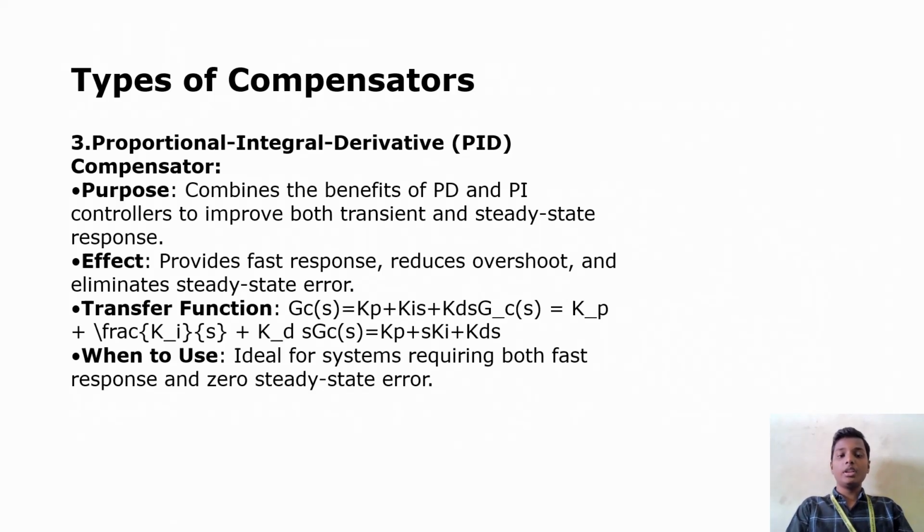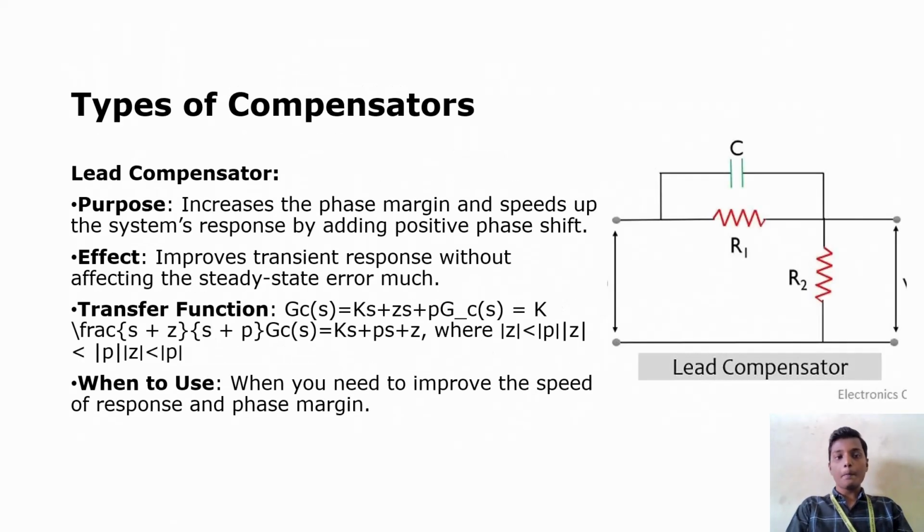Transfer function: Gc(s) = Kp + Ki/s + Kd s. When to use? Ideal for systems requiring both fast response and zero steady state error.